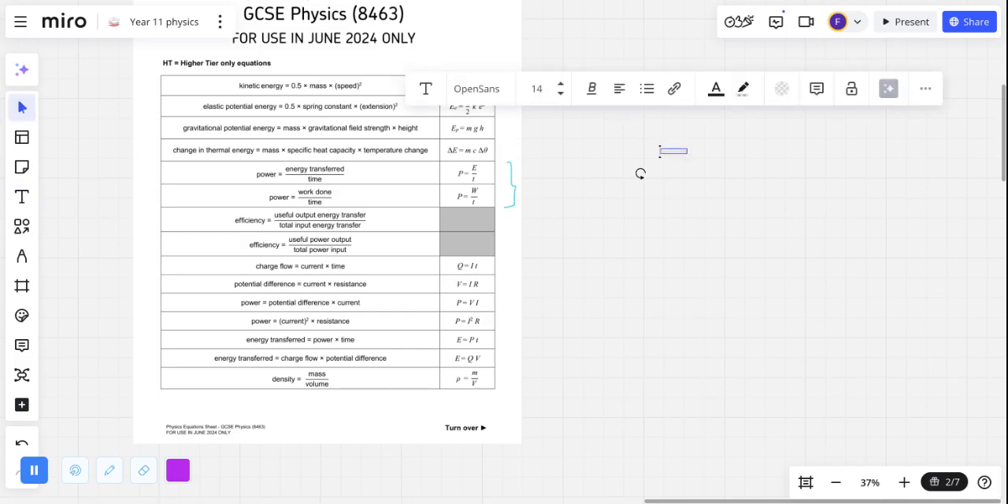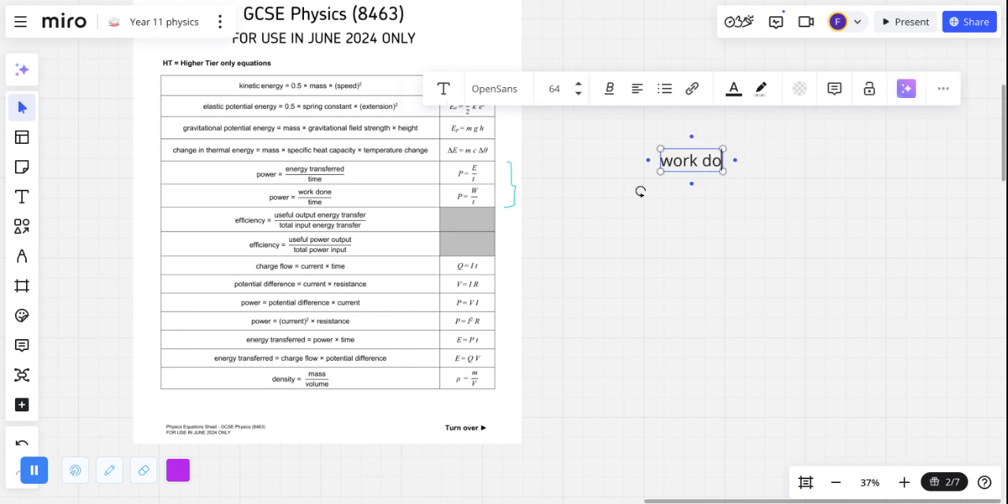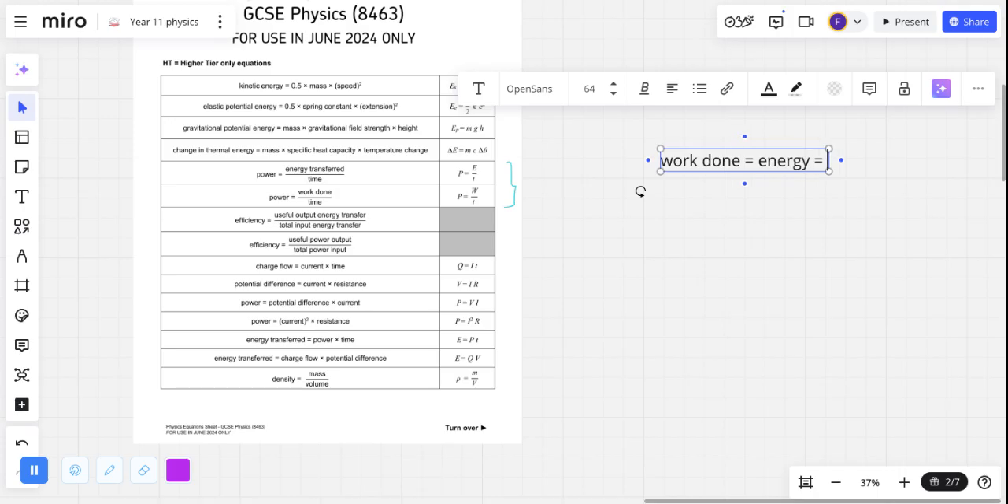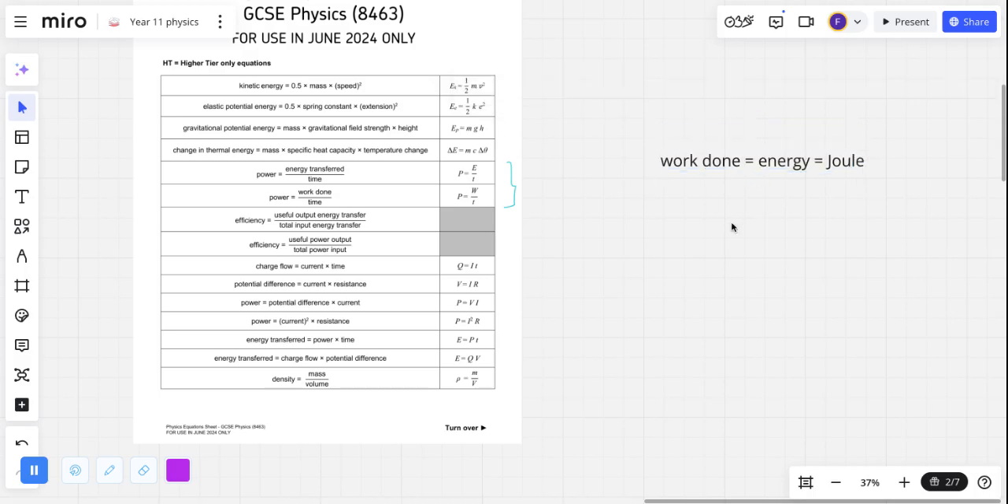There are words that are really old school and quite annoying. The one I'm going to talk about is work done. Work done is exactly the same as energy and has the same units of the joule. So that's work done.